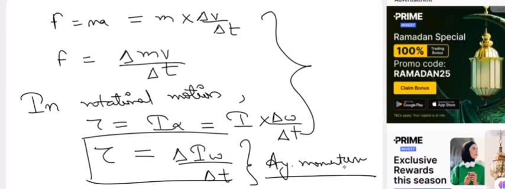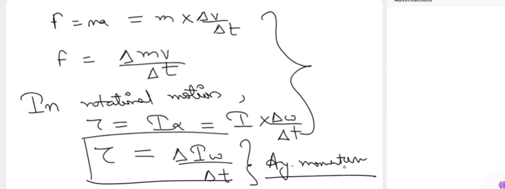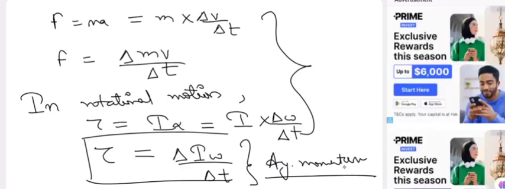Like conservation of momentum is happening in the linear case, in the same way conservation of angular momentum will also happen over here. Understood? Akshita, any doubts?